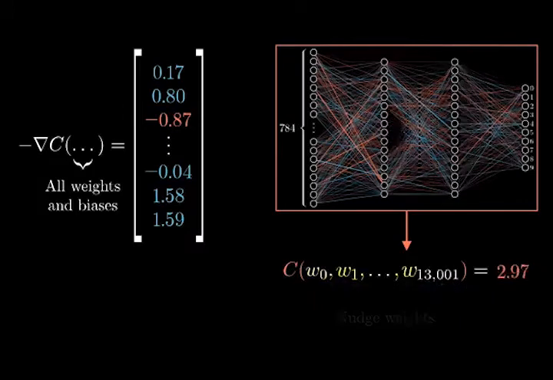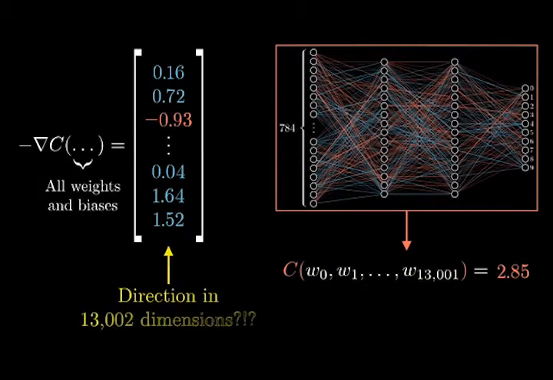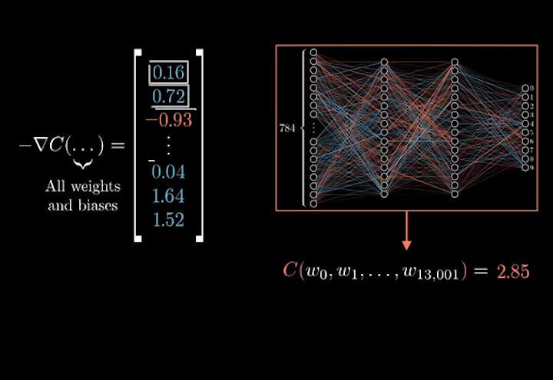And the one idea from the last video that I really want you to hold firmly in your mind right now is that because thinking of the gradient vector as a direction in 13,000 dimensions is, to put it lightly, beyond the scope of our imaginations, there's another way you can think about it. The magnitude of each component here is telling you how sensitive the cost function is to each weight and bias.